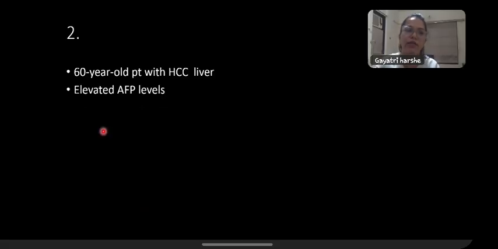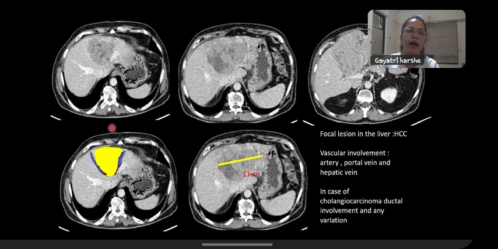Here is another case, a 60-year-old male patient with HCC liver, elevated AP, and this is his CT, portal venous phase. This is the hepatic venous phase, and this is a proven HCC. So here, as you can see, this is the hypo-enhancing lesion in the segment. As now you see, you can identify the segments.